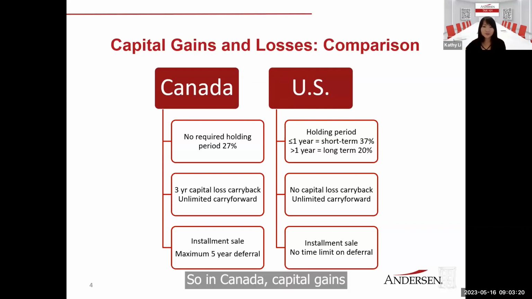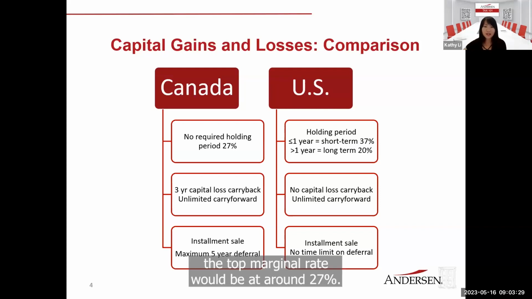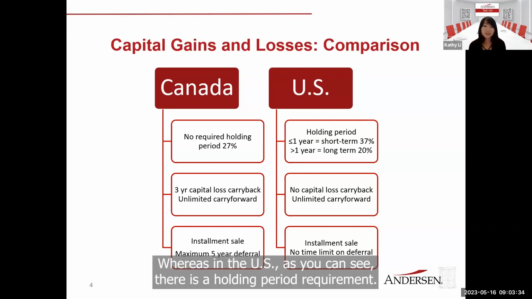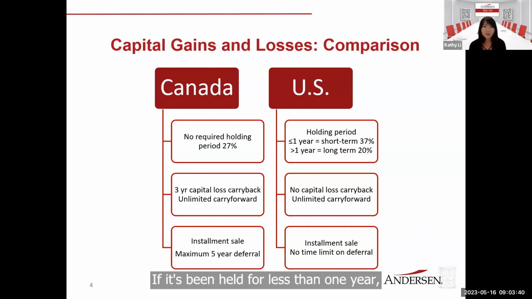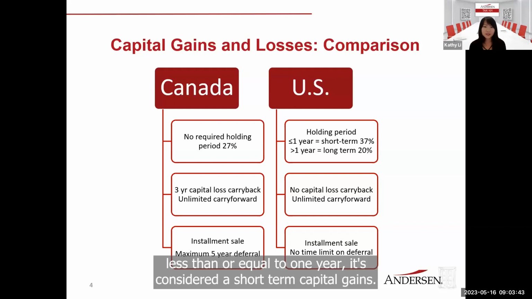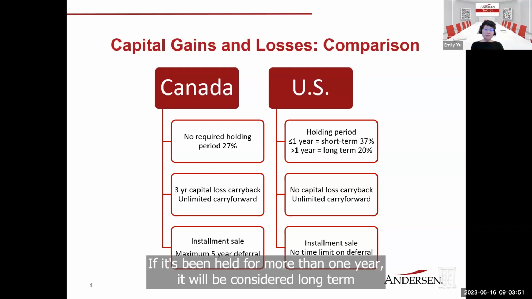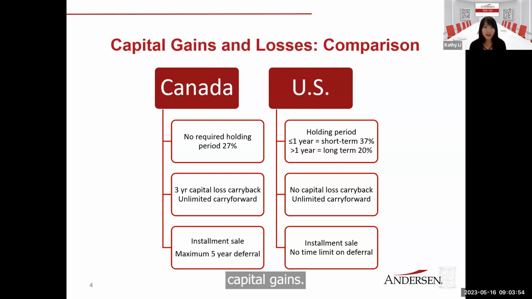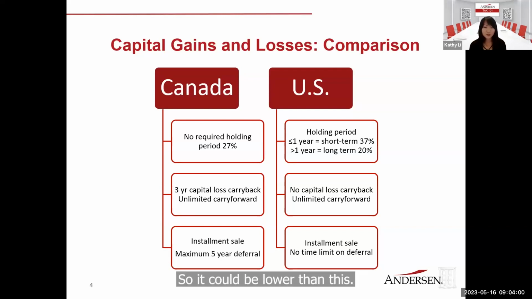So in Canada, capital gains has no required holding period, and the top marginal rate would be at around 27%. Whereas in the U.S., as you can see, there is a holding period requirement. So there's different tax rates for each period. If it's been held for less than or equal to 1 year, it's considered short-term capital gains, and this will be taxed at the ordinary rate of 37%. If it's been held for more than 1 year, it will be considered long-term capital gains. And this is where there's preferential rates of up to 20%. So it could be lower than this.